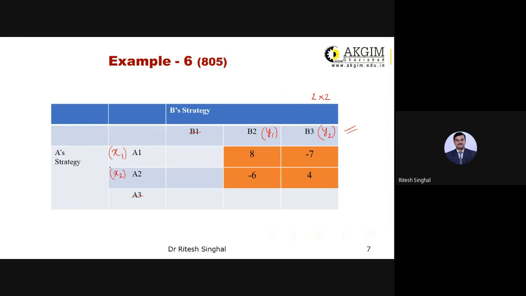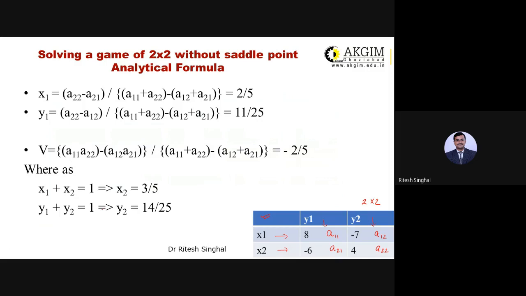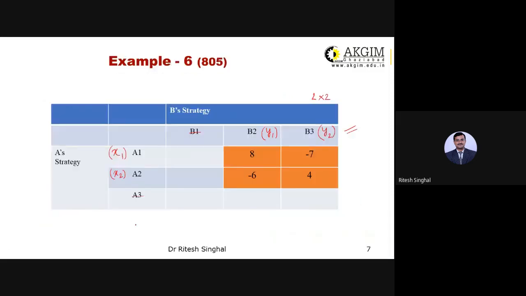And when we say x1, x2, y1, y2 are probabilities, it means the values of these four variables must be between 0 and 1. One more thing we should keep in mind here is that x1 plus x2 must be 1 and y1 plus y2 must be 1, because the player has to select either A1 or A2. So x1 plus x2 is 1 and y1 plus y2 is 1.